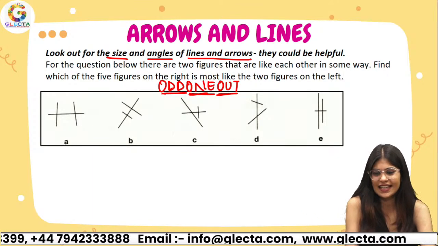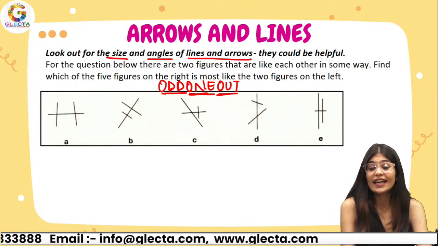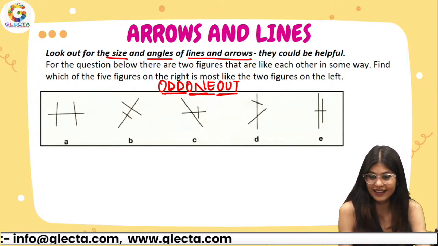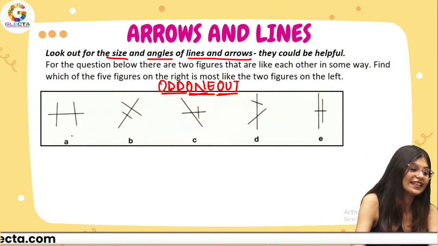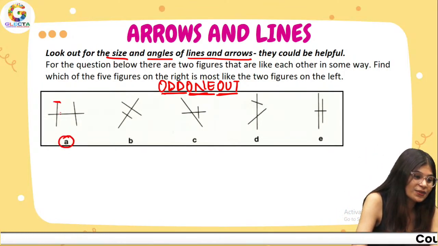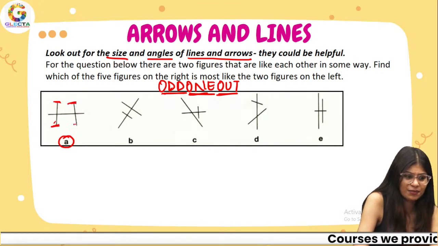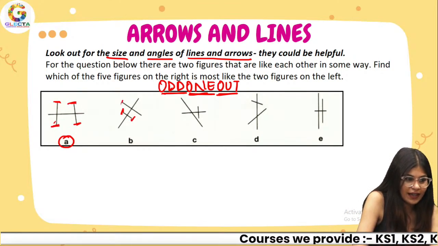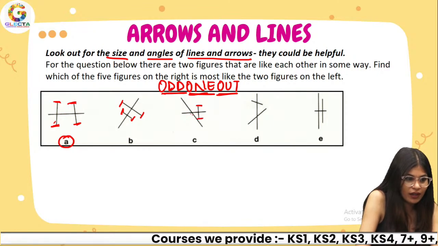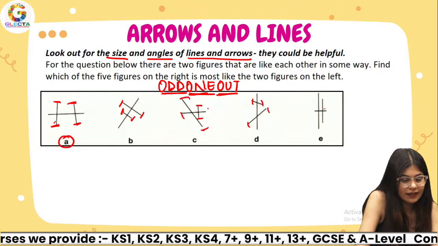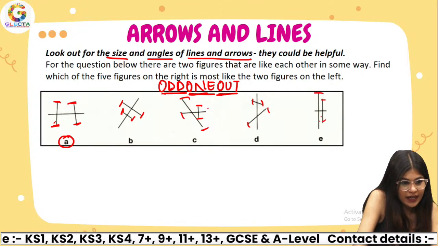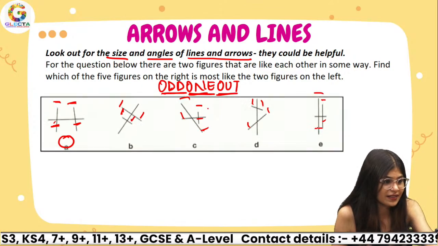Okay, a lot of kids say A and some say D. Okay, I see. It is A because these two lines are of the same size. They're not supposed to be. One should be small and the other one should be big. Small and big, then small and big. They're not supposed to have the same size.